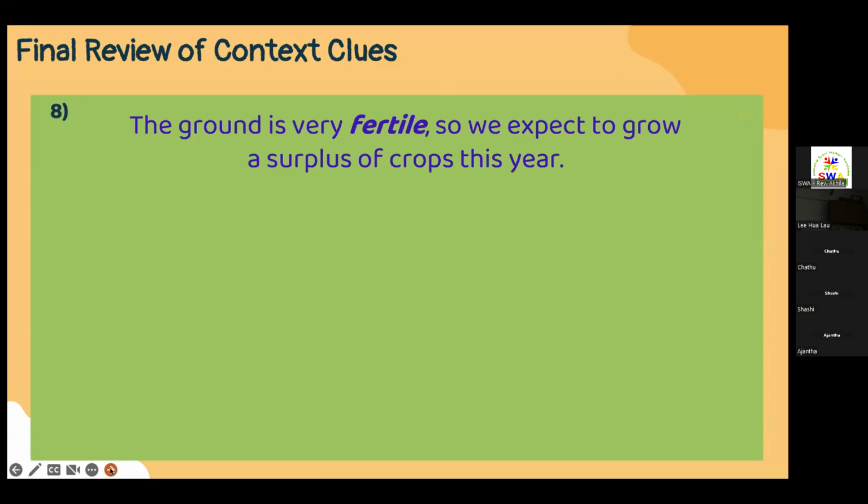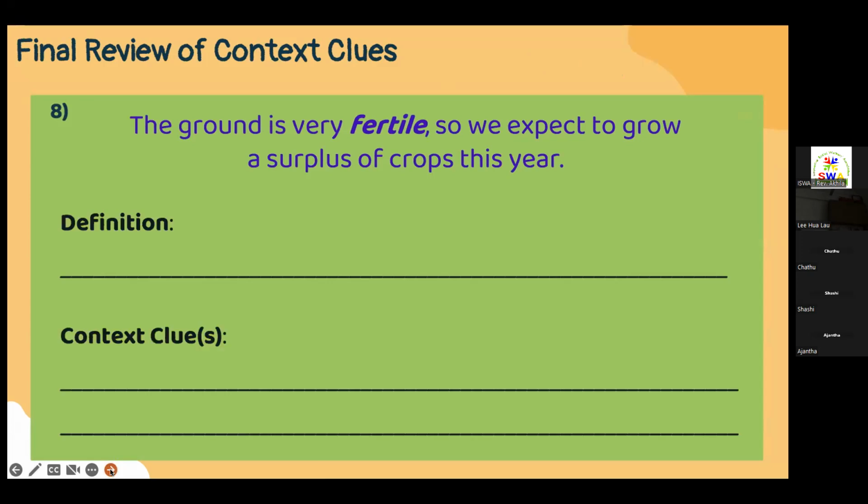The ground is very fertile, so we expect to grow a surplus of crops this year. What is the meaning of fertile?